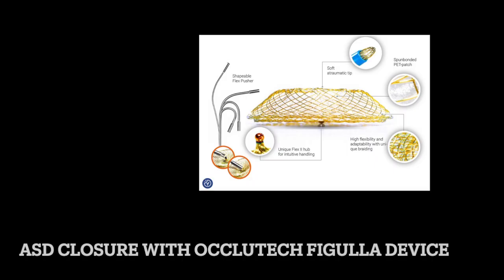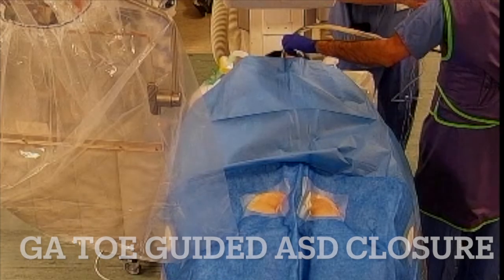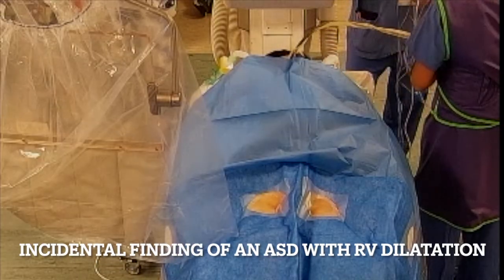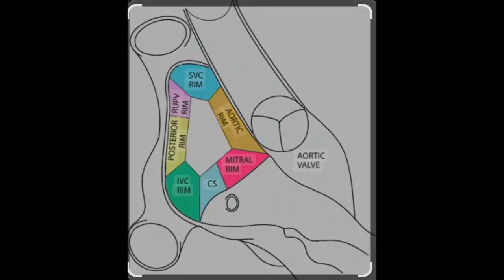This is a case of atrial septal defect closure that I did this year, 2025. The indication was an asymptomatic man picked up with a dilated right heart. We've done it under general anaesthesia with transoesophageal echo guidance. And here's a diagram of the borders of the atrial septal defect, which I'll show you on echo now.